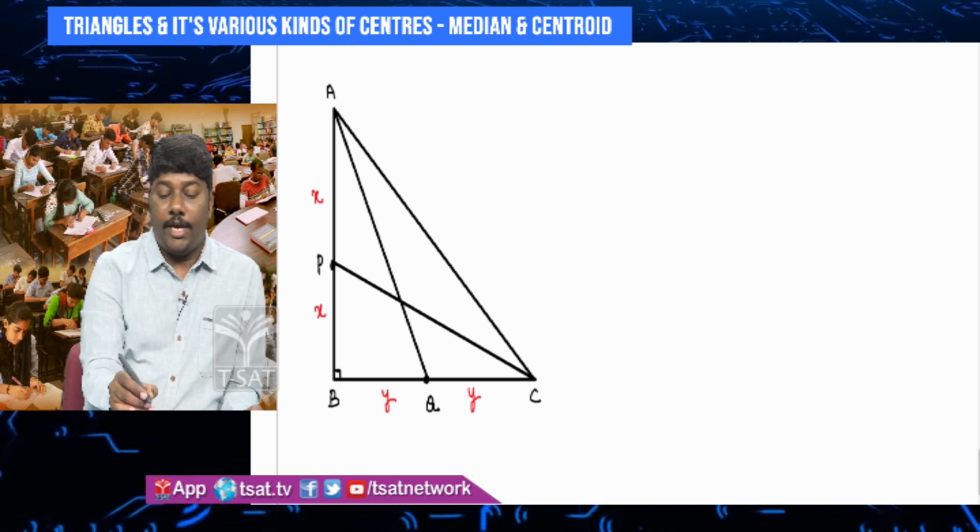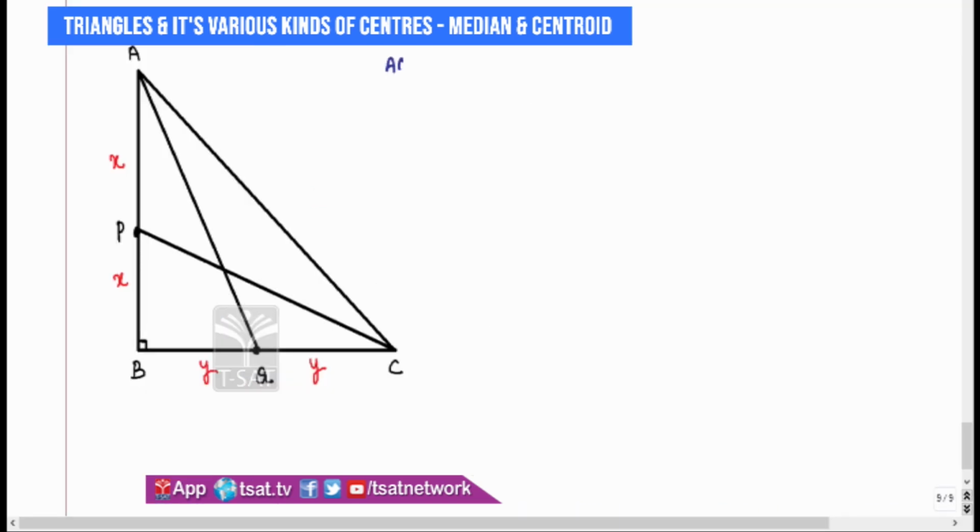First I would say AQ square is equal to 2x whole square, which is 4x square, plus y square. Median PC square is equal to x square plus 4y square. Add both of them. AQ square plus PC square is equal to 5 into (x square plus y square).